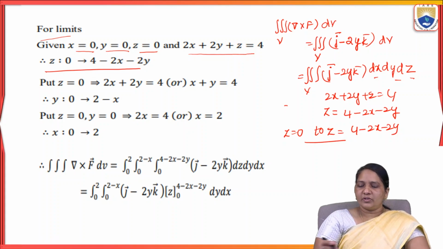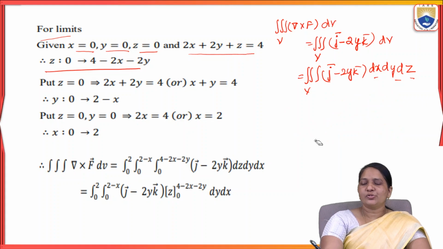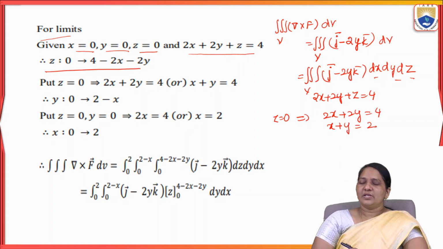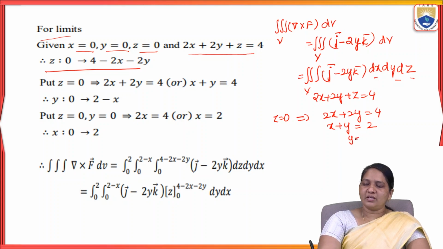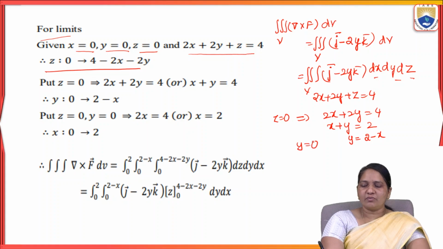Okay. After that I am going to put z equal to 0 to get the y limit. Observe here, 2x plus 2y plus z equal to 4. Now putting z equal to 0, that implies 2x plus 2y equal to 4. Taking 2 common here, x plus y equal to 2. From this I can write y equal to 2 minus x. Already I know the y value, that is y equal to 0.